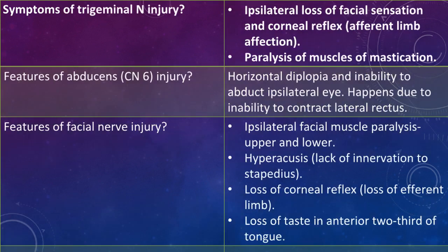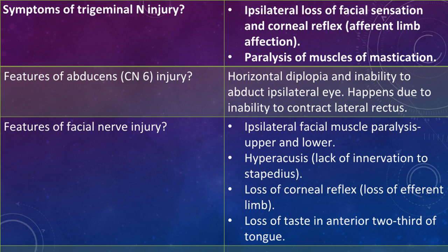When bilateral? In NF2. Symptoms of trigeminal nerve injury? Ipsilateral loss of facial sensation and corneal reflex, afferent limb affection. Paralysis of muscles of mastication. Features of abducens, CN6, injury: horizontal diplopia and inability to abduct the ipsilateral eye. This happens due to inability to contract the lateral rectus.